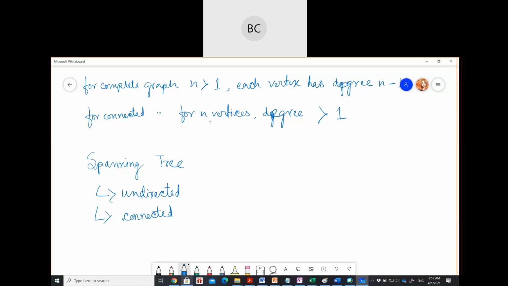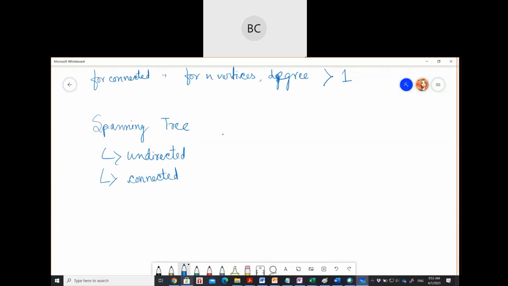Okay, so your spanning tree is a subgraph of undirected connected graph which includes all the vertices of a graph with a minimum possible number of edges. Okay, so if a vertex is missed, then it is not a spanning tree. Okay, one is undirected, one is connected. That means third one is what? Includes all the vertices. With minimum possible number of edges.